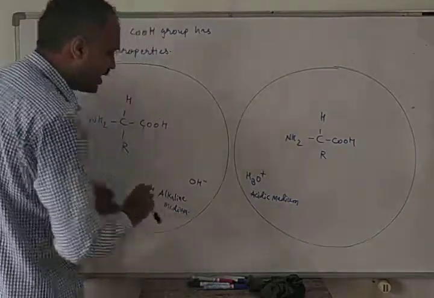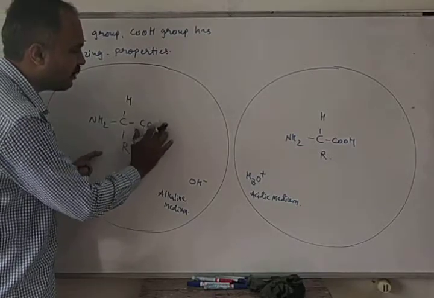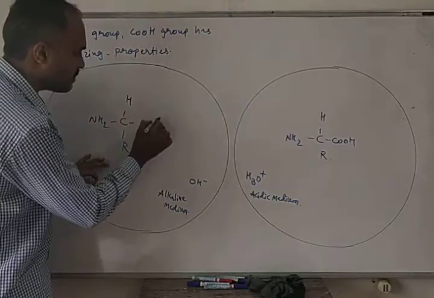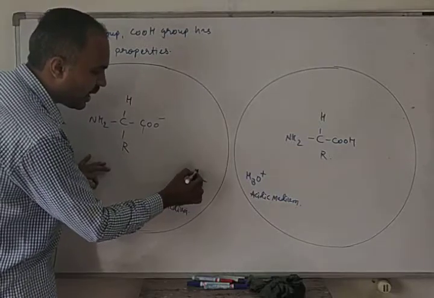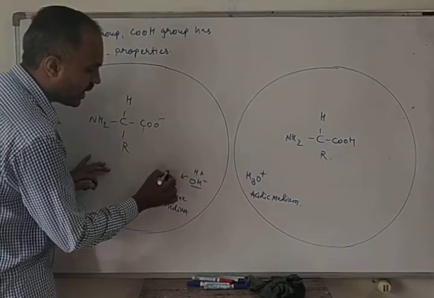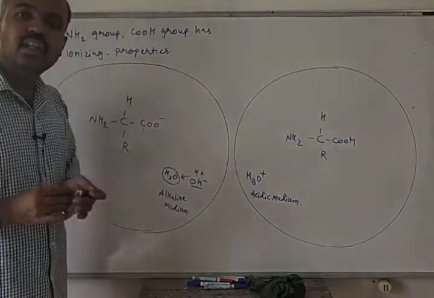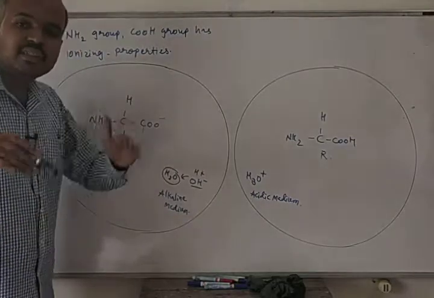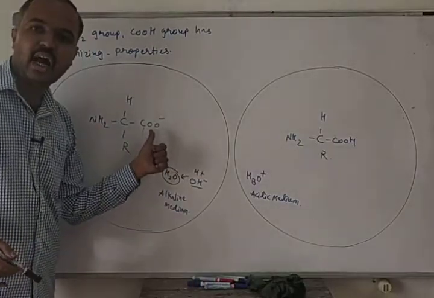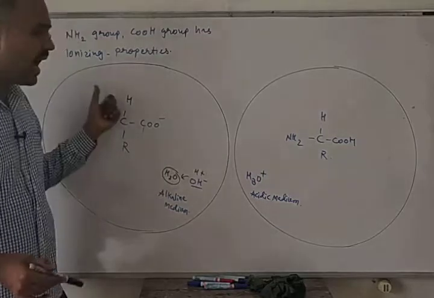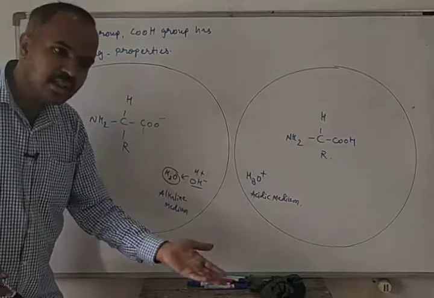When this amino acid donates the hydrogen, it will lose hydrogen from here, and this part will become negative. That donated hydrogen will be joined by the hydroxyl group, and neutralization will occur, so the medium will become neutral. So in the alkaline medium, the amino acid works as an acid, donates its hydrogen to the medium, and ultimately develops a negative charge on the carboxyl group.